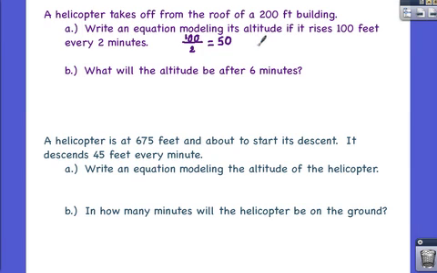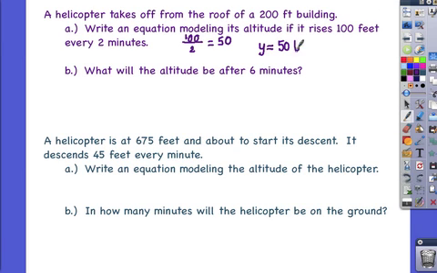So now we know that the height is equal to 50 times the number of minutes, which I can make x or t, but since I chose y, I think I'll stick with x and y. And then our y-intercept is where it starts from, so what its altitude is after no minutes have passed. Well, if the helicopter takes off from the roof of a 200-foot building, it actually starts 200 feet above the ground. So our equation is y equals 50x plus 200.